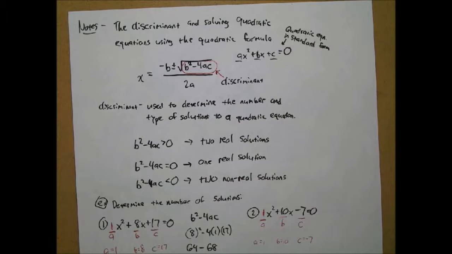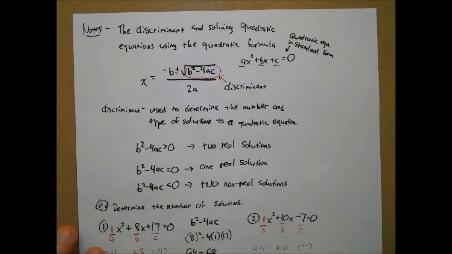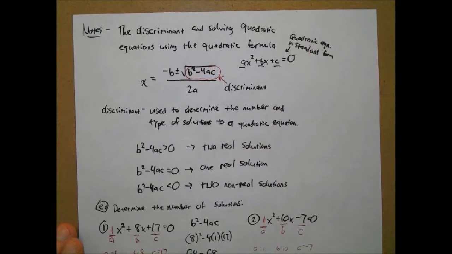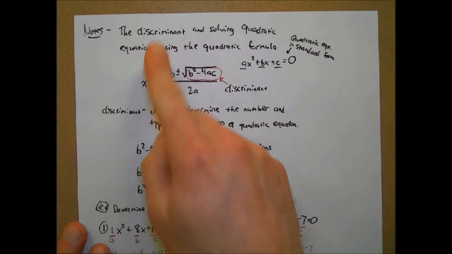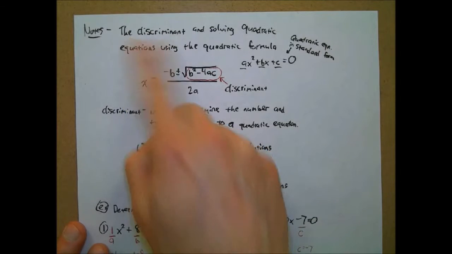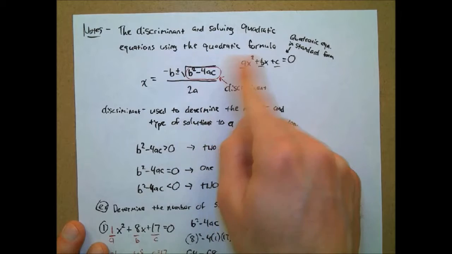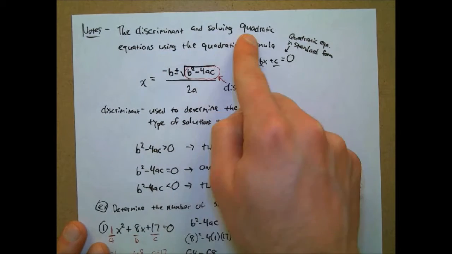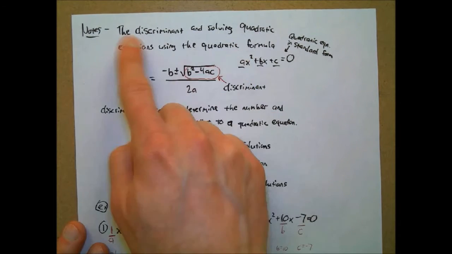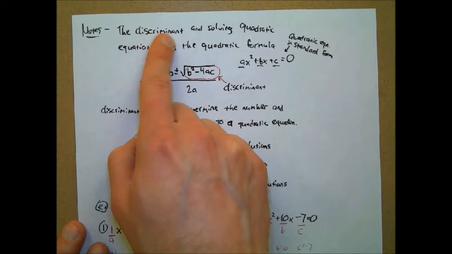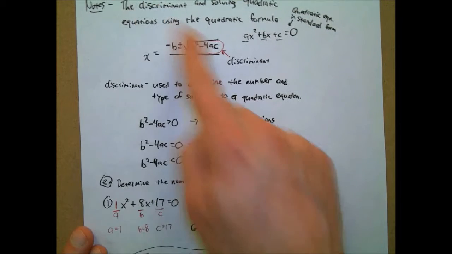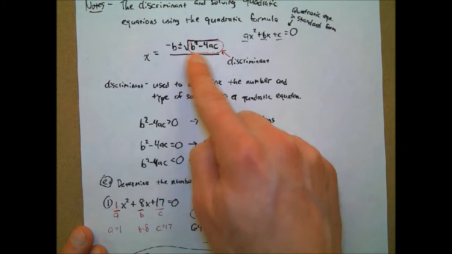Okay. Very good. So what we're doing here, Julian, real quick, just to get you caught back up to speed: we're looking at the discriminant, right, and solving quadratic equations using the quadratic formula. We're about to get into solving using the quadratic formula, okay? But first, I wanted to highlight this thing called the discriminant. The discriminant is this piece of the quadratic formula right here, the b squared minus 4ac.